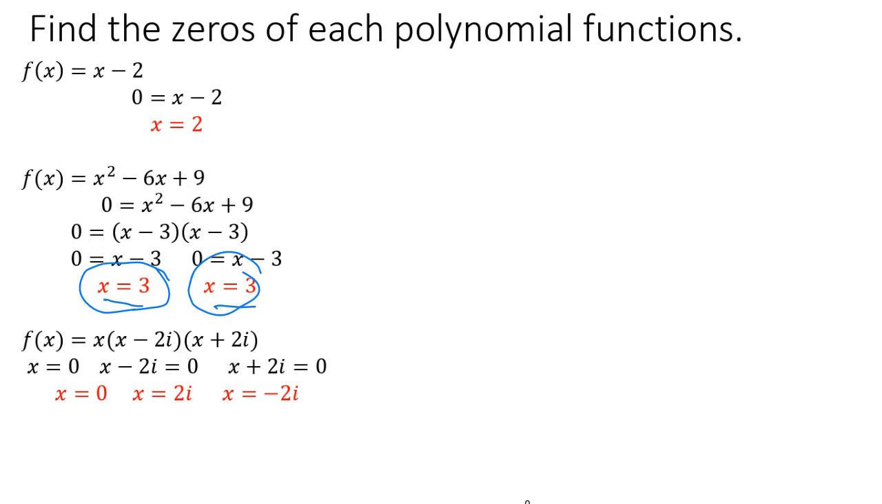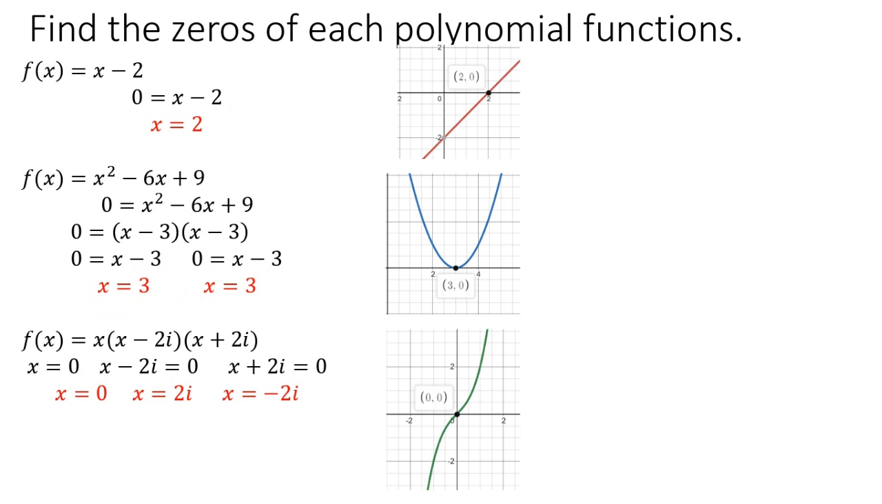So the graphs for these look something like this, right? So you have your 1, 0 here. And then you have your 0 here was at 3. And notice that since you had 2 3's, the multiplicity is going to tell you that it touches here, which I'll talk about a little bit later. And then here we see 1, 0. But what about these? Okay, these are imaginary zeros, so they're not going to be on that x-axis.